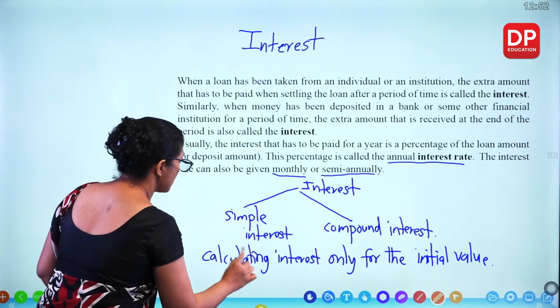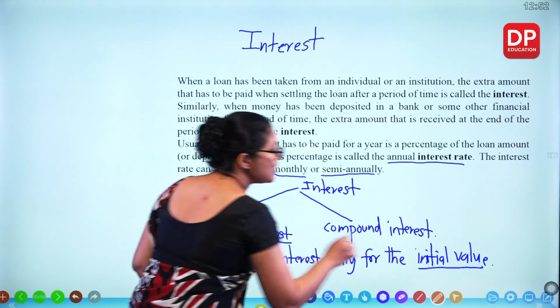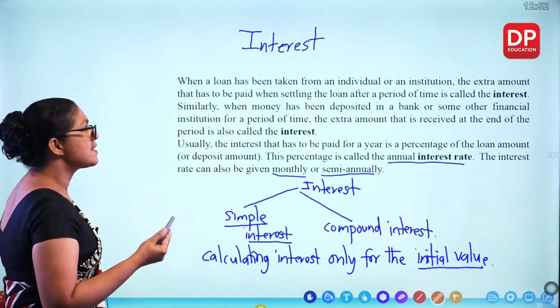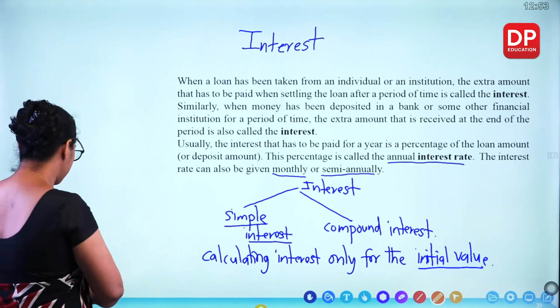So that's simple interest, always for the initial value. Now we'll see the examples related to simple interest.